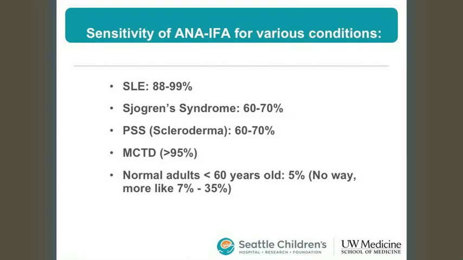There's only one thing I want to mention on this slide, which is that in a kit insert for an IFA, it'll tell you that normal adults less than 60 should have a 5% false positive rate. There's just no chance. That's on a different planet than the one I'm living on. I'll show you what the actual numbers are in a second from a classic study by Tan.